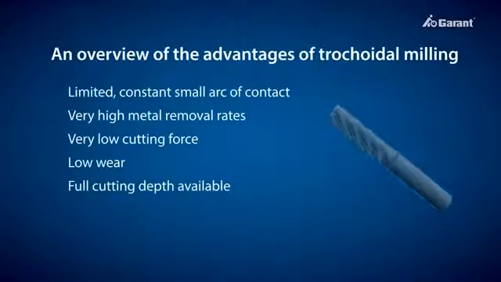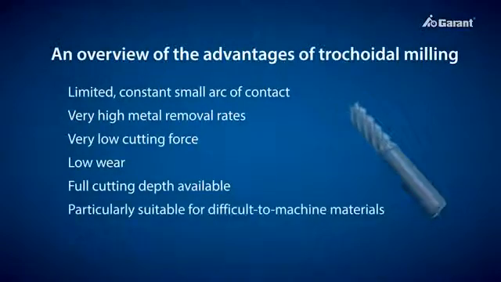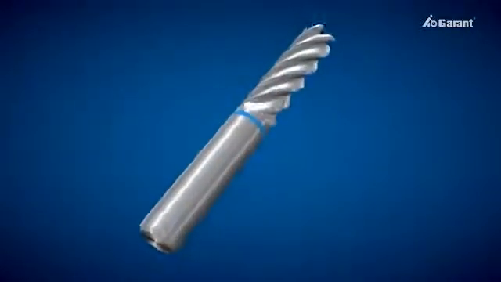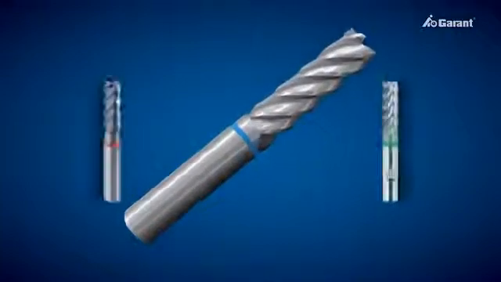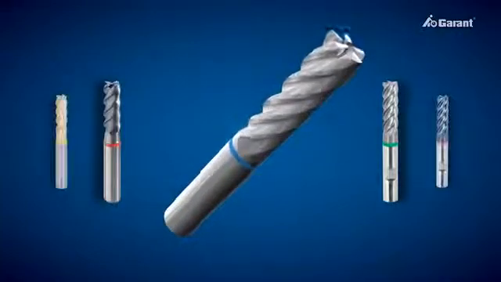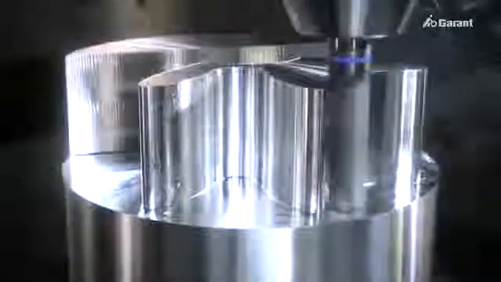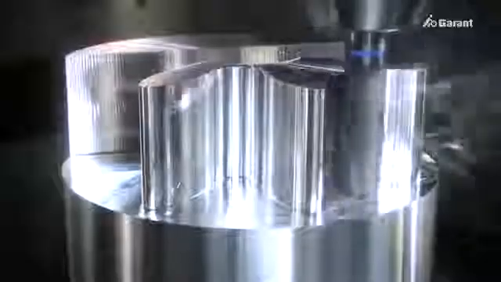Trochoidal milling is particularly well suited to difficult-to-machine materials. The greatest benefits are achieved for hard machining and for machining stainless and superalloy materials. You too should be optimizing your production processes with these new Garant TPC tools.